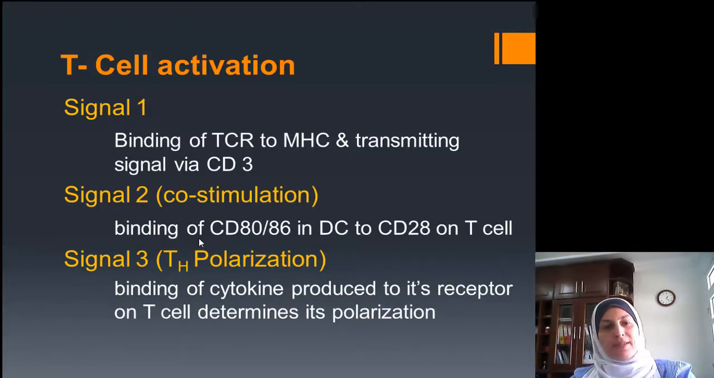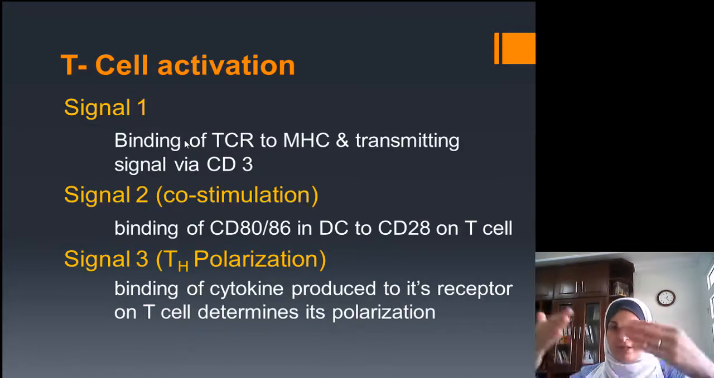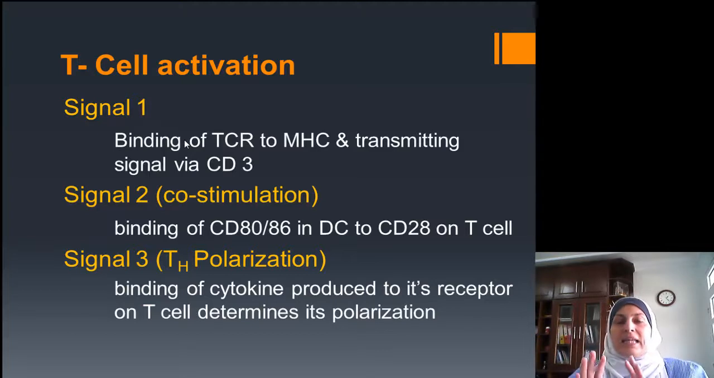Maybe you've noted that we mentioned there are more than one stage of activation. The first signal, which is the most important signal, is binding of the T cell receptor with the MHC molecule and transmitting the signal via the CD3 to inside the cell to activate the cell. This actually would not complete the activation of the T cell. This would put the T cell in a steady state, requiring just the last spark to complete the activation. This last spark is the signal 2, or we call the co-stimulation.